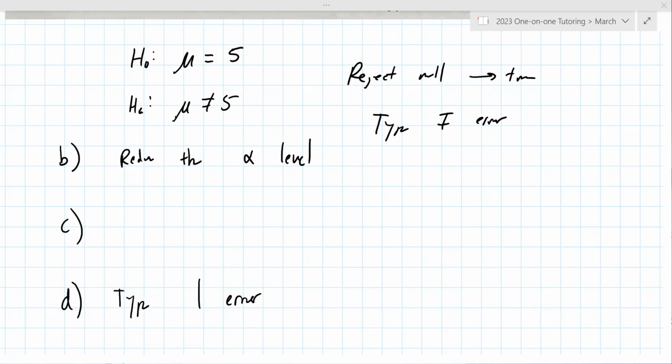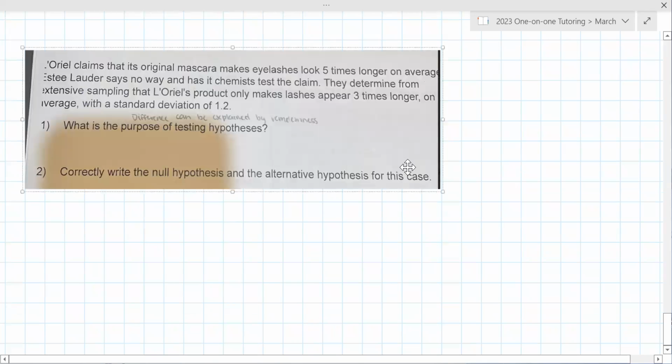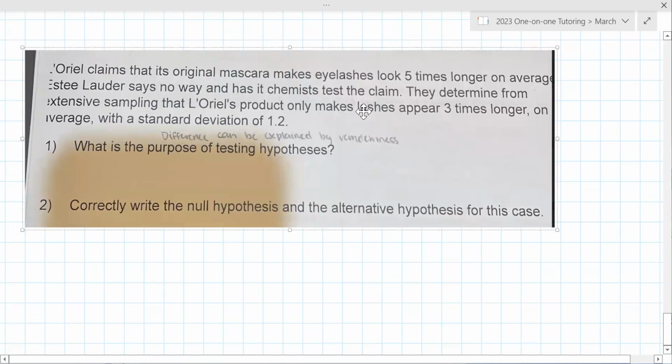I'm just looking at the next one here. The instructor uses the same prompt, but they don't really specify in any different way whether they think the claim should be larger or smaller. And you can't just say, well, because the 3 is less than the 5, that it's smaller.